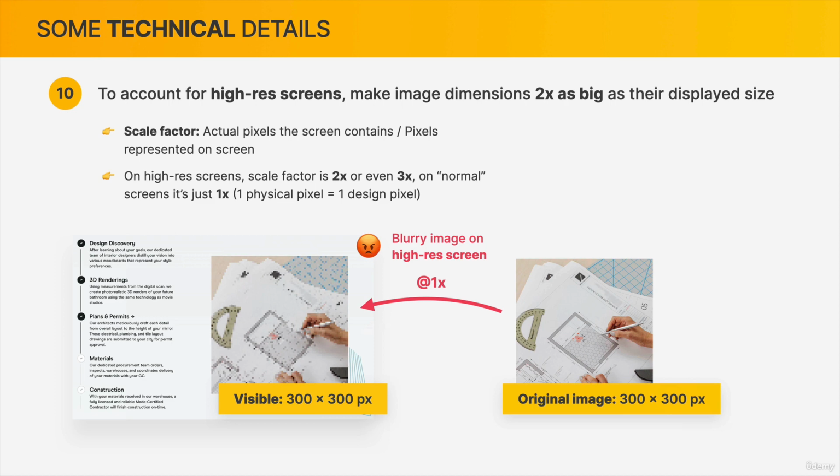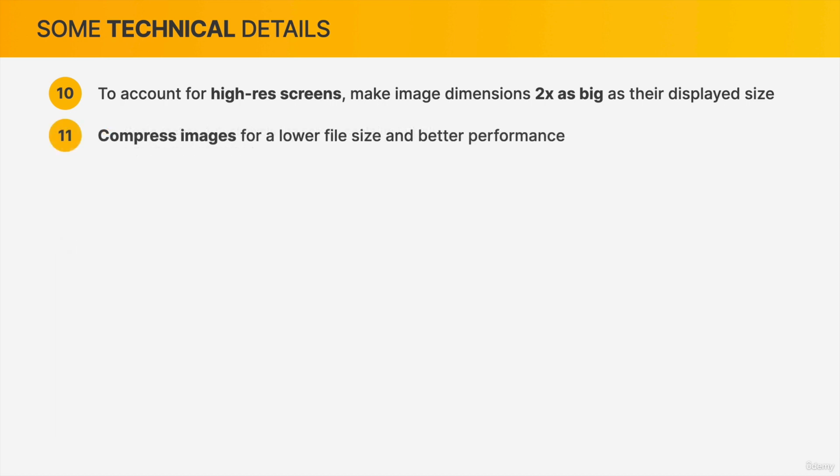So remember that the image right now looks blurry on the high resolution screen, right? But if we were to see this page on a normal screen, then everything would be fine. However, in order to account for all screens, we simply always make the image twice as large, which is exactly what the rule says. Now, this can create a problem of very large image files, which brings us to our next point. So, another thing that you need to do is to always compress images for a lower file size and to achieve better load performance for your website.